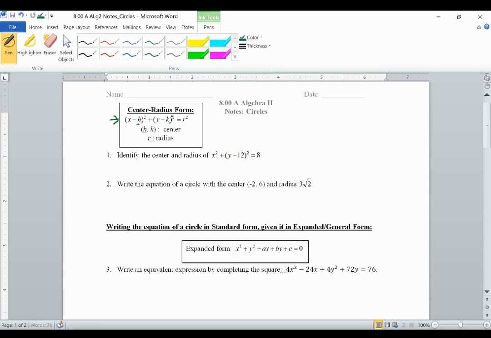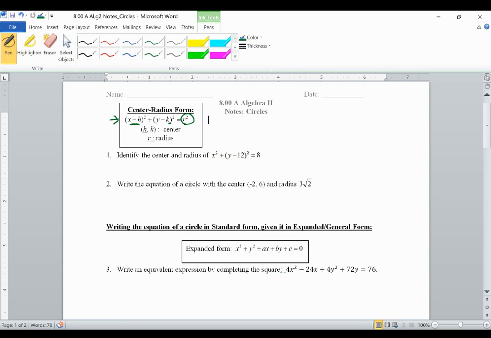Your h and your k are your center, and remember from geometry, you always want to take the opposite signs when you find the h and the k. So see here in the parentheses, it's x minus h, but the x coordinate of your center is positive h, not negative h. And the radius we get by taking the square root of whatever it said equal to.